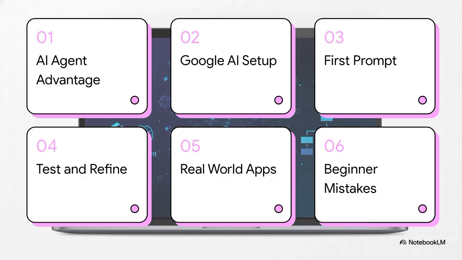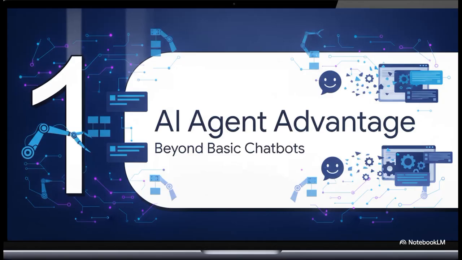All right, here is our roadmap for today. We'll start with the AI Agent Advantage, walk through the Google AI Studio setup, and then craft your very first prompt. After that, we'll test and refine it, explore some real-world applications, and finally, look at how to avoid the most common beginner mistakes.